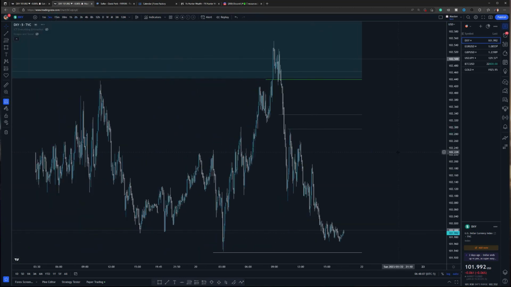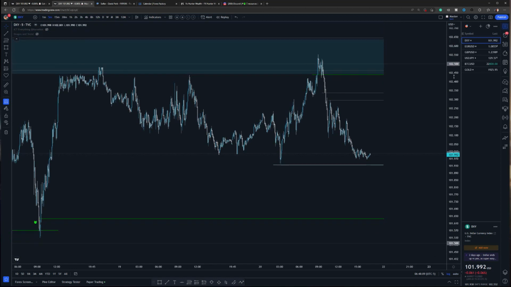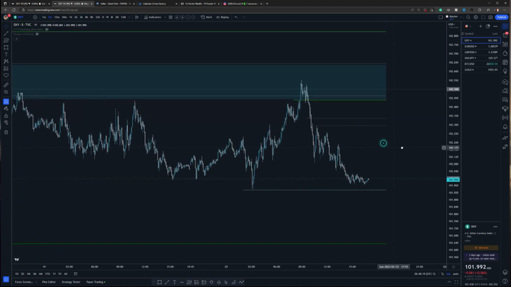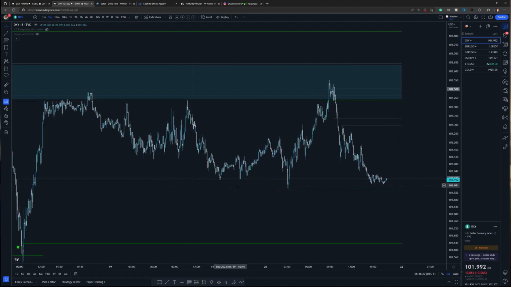So this is a 5 minute, and here were some nice trades. I would say that I don't trade the dollar index, and it's like the opposite on the euro. And of course there were some nice trades on the euro.